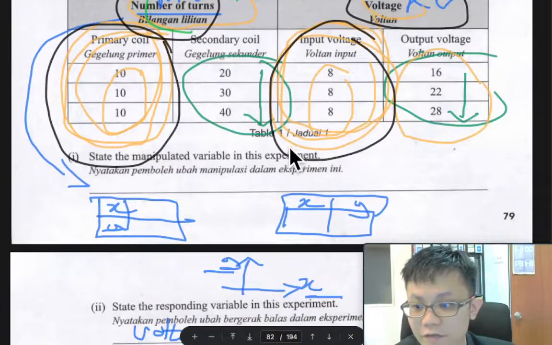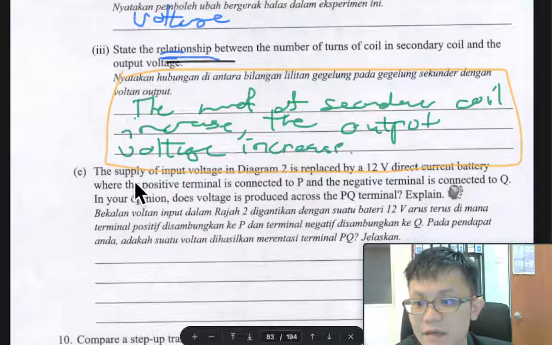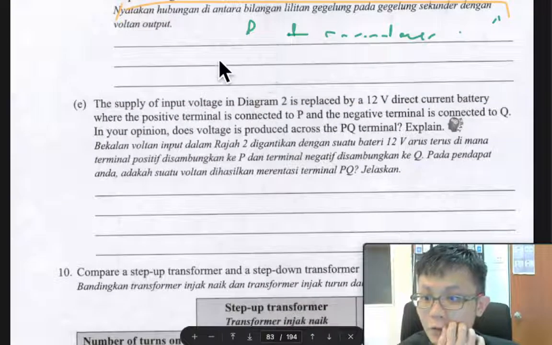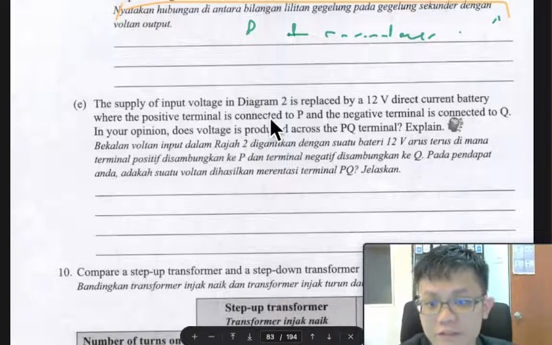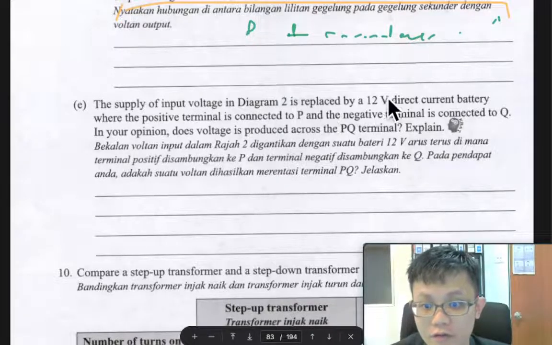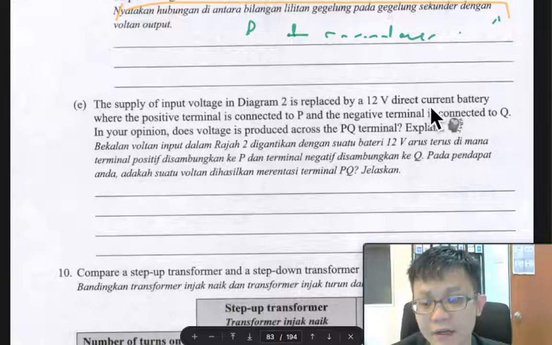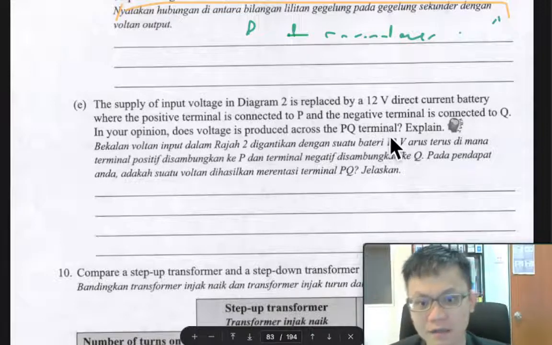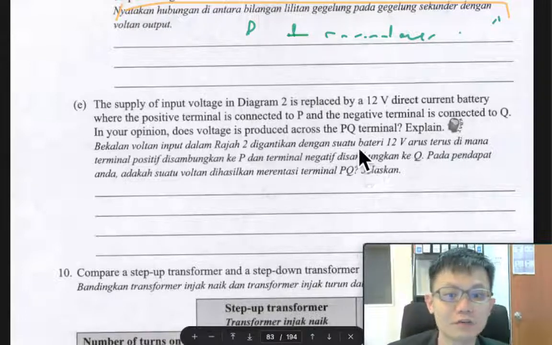Okay, so let's look at the next question. We're going to skip this one. The supply voltage of diagram 2 is replaced by a 12 volt direct current battery with the positive terminal connected to the P terminal and the negative terminal connected to Q. In your opinion, is there voltage across the PQ terminal? Explain.